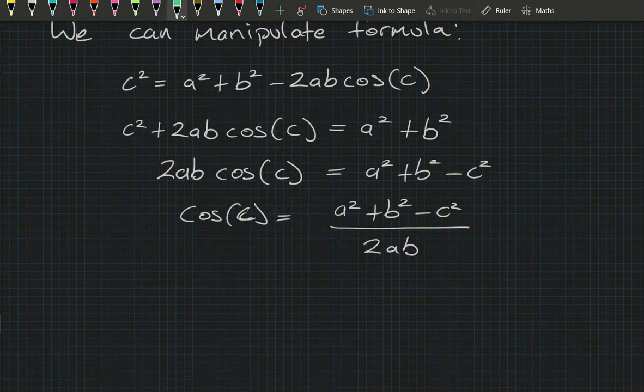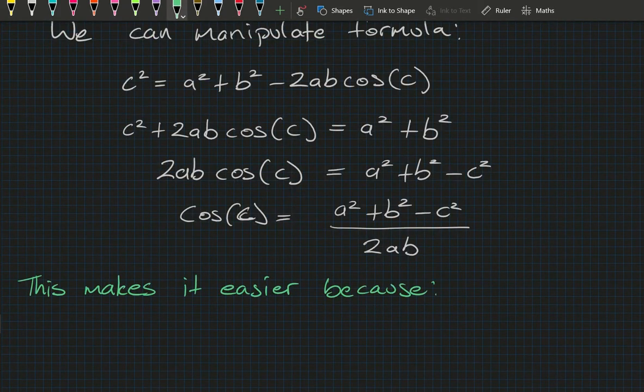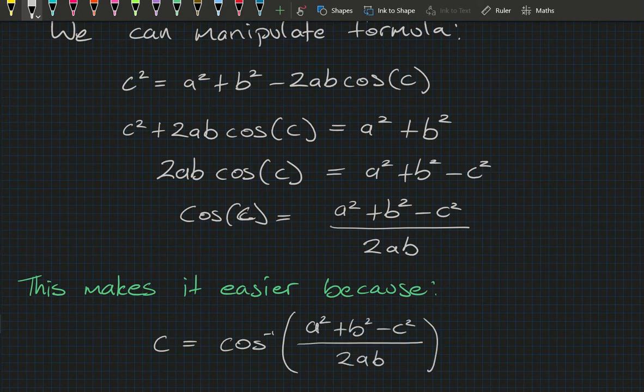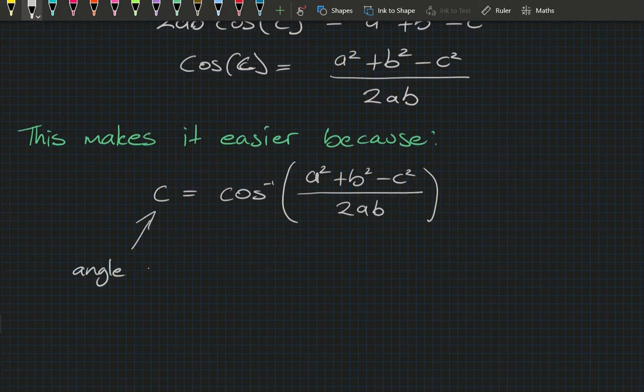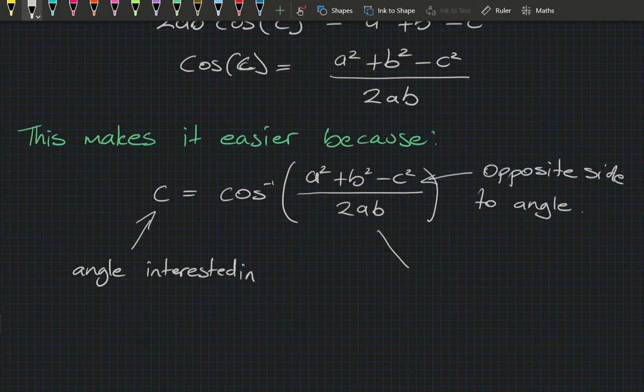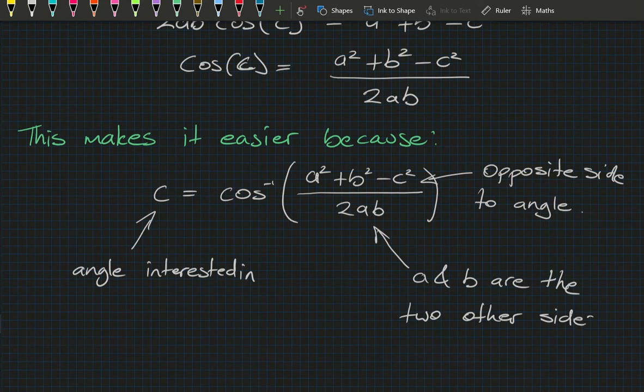I'm sure you recognize this, but this makes it easier because taking the inverse cosine, we end up with c is equal to inverse cosine of a squared plus b squared minus c squared over 2ab, where c is the angle we're interested in, c is the opposite side to the angle, and a and b are the two other sides. If you remember the sine rule lesson, there were a few problems with obtuse angles.